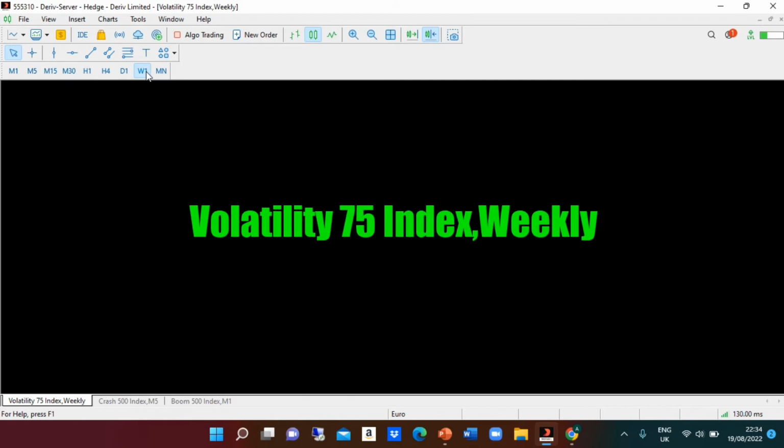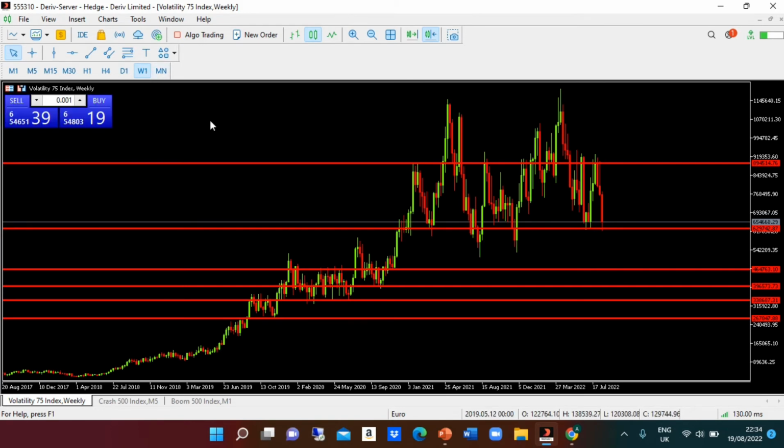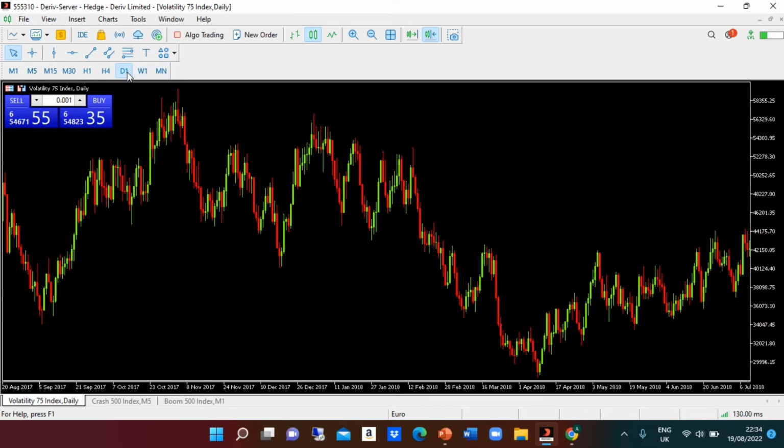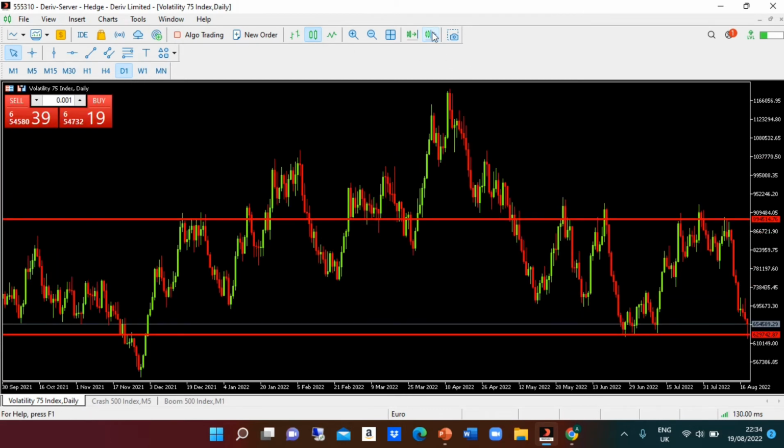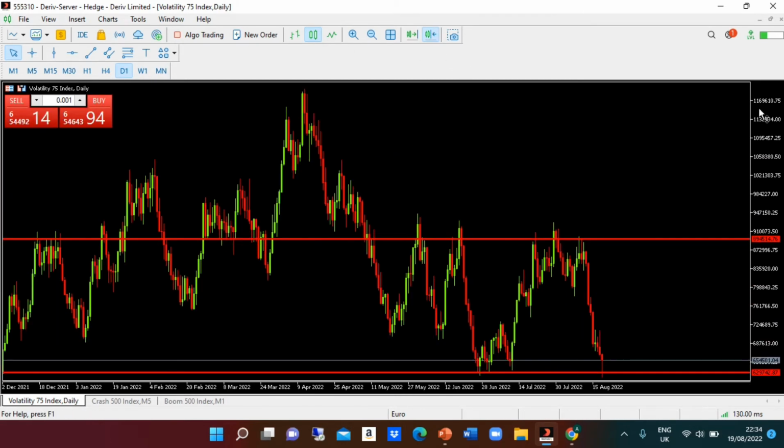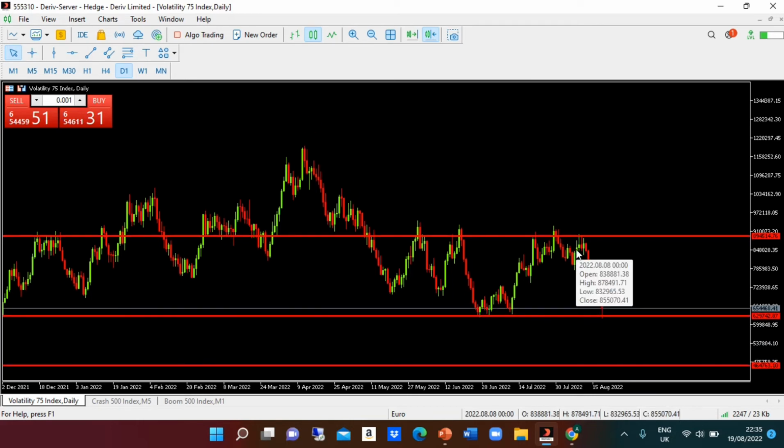Let's see with weekly. Okay, weekly there's not much history, but in the indices, I like to start with the daily time frame. So you can see that with this daily time frame, this is where price touches and bounces back.